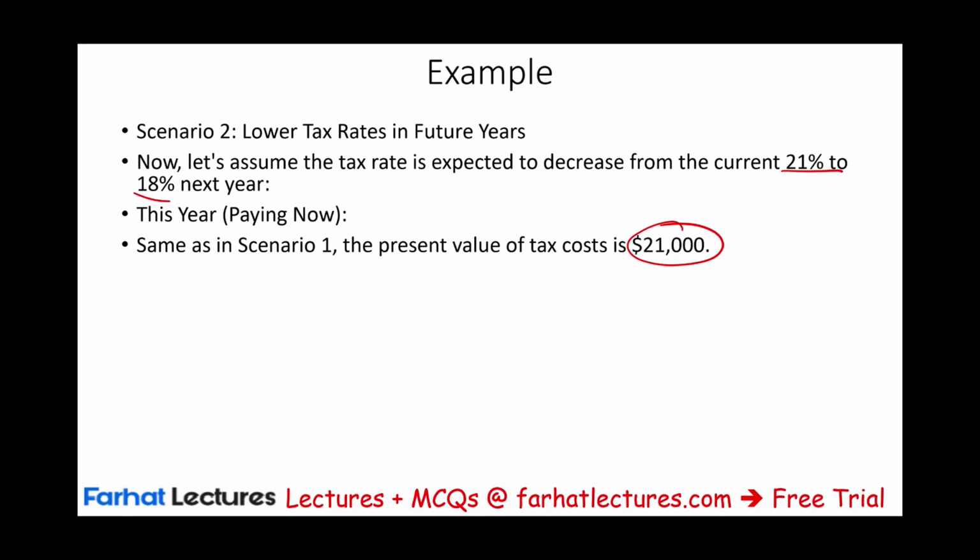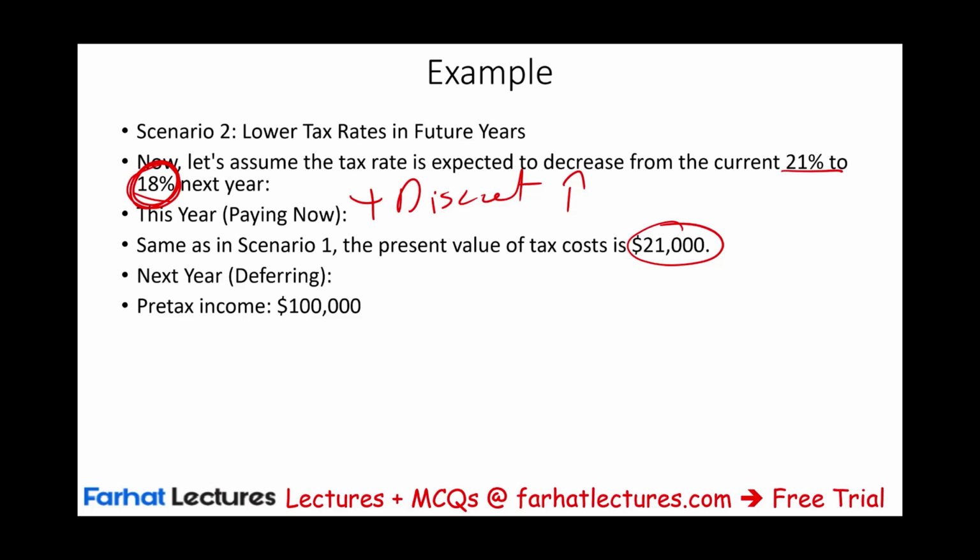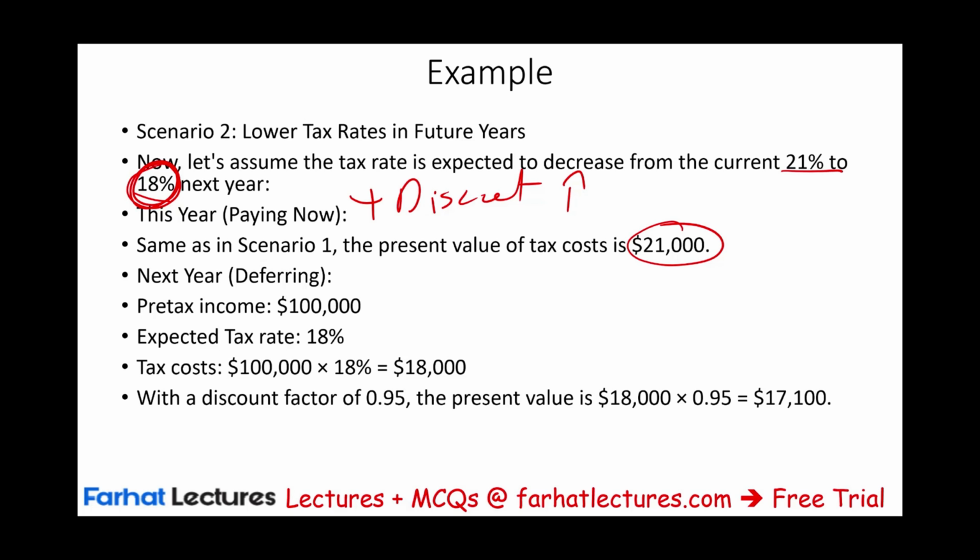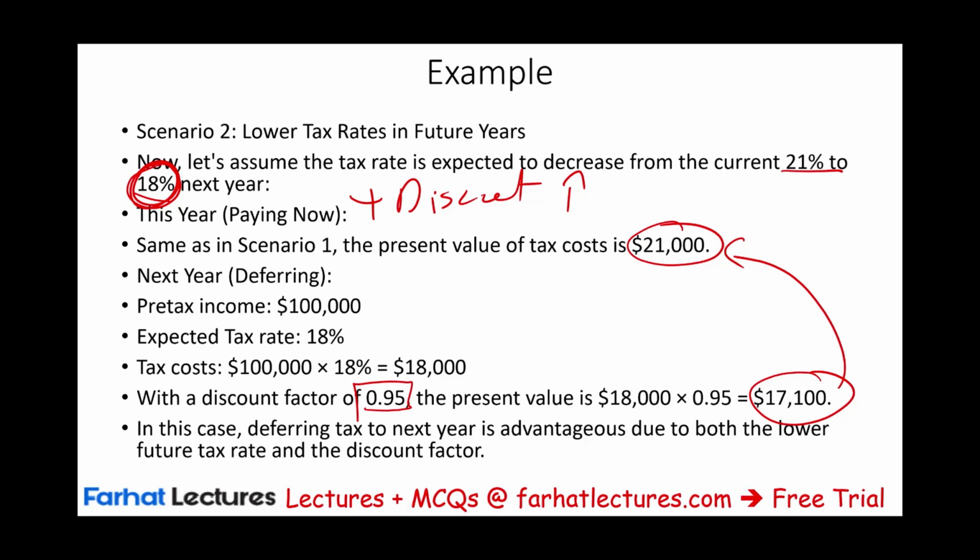Defer the income. You're going to get a double benefit here. The future tax rate is 18%, plus the discount rate will give you another boost because you defer your payment. The present value of the payment is less. So you have to pay $18,000, assuming a discount factor of 0.95. Well, the present value of your payment is $17,100, which is way lower than paying it now, $21,000. Here you want to defer your income to next year.